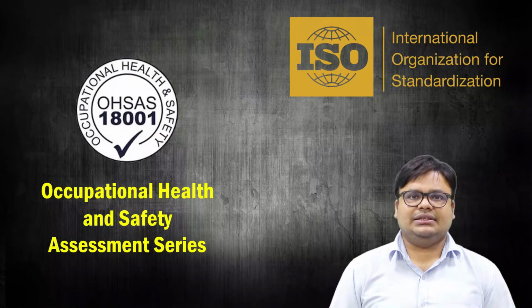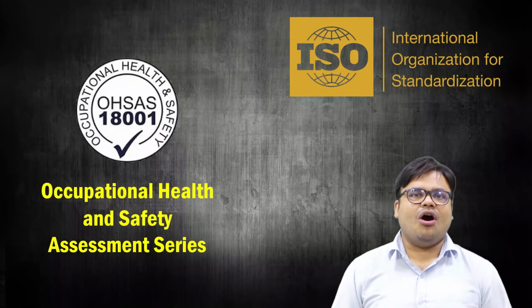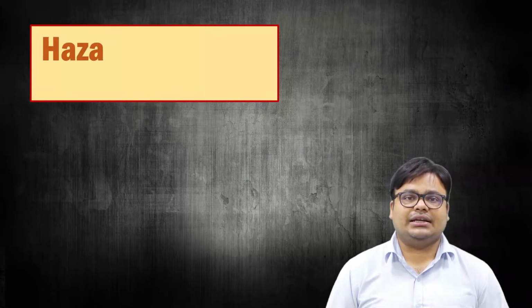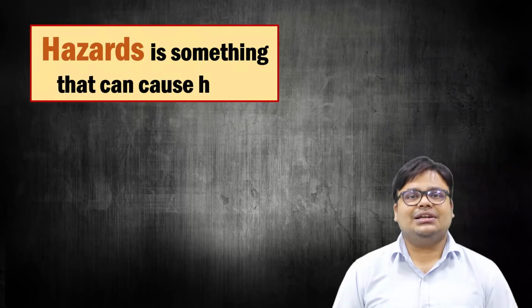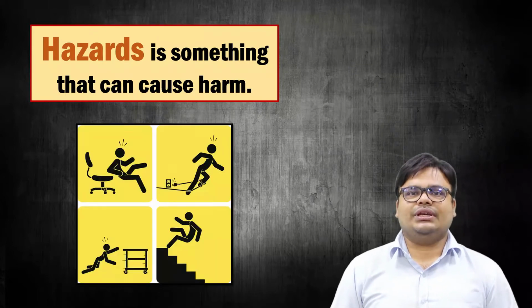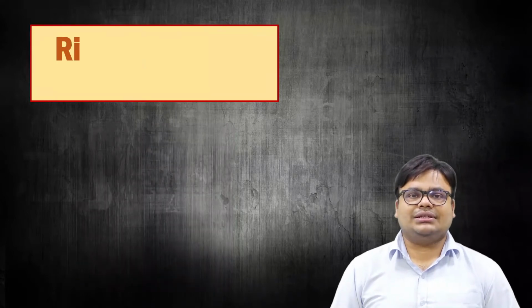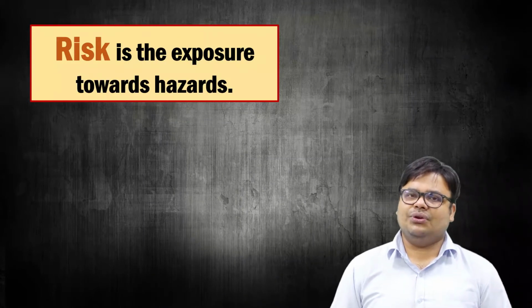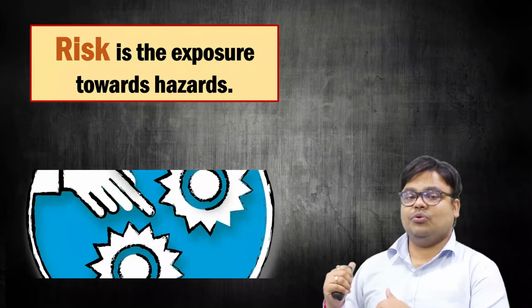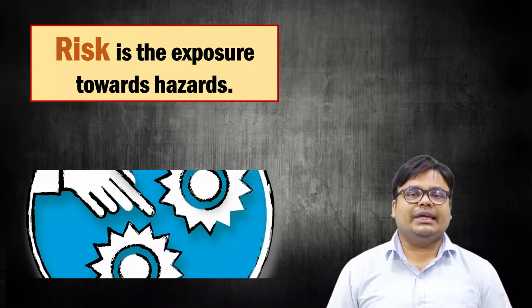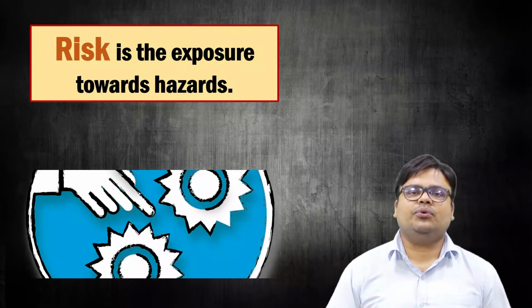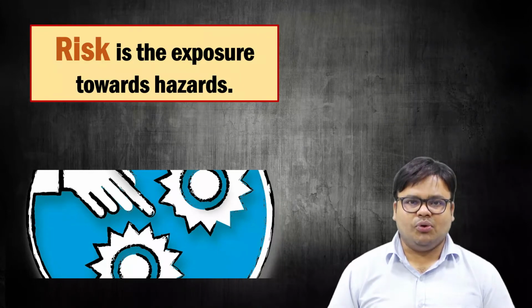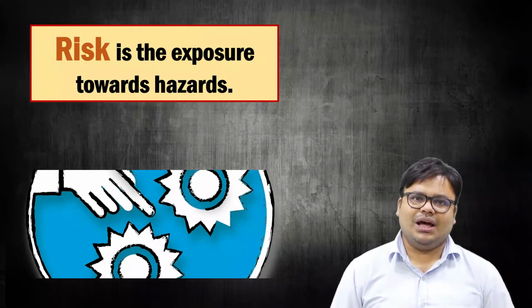As per ISO, the definition of hazard is something that can cause harm. Next, let us know the definition of risk. Risk is the exposure towards hazards. In the diagram you can see two gears moving, and if we knowingly put our finger inside, that means we are taking a risk. Exposing ourselves to the hazard is known as risk.